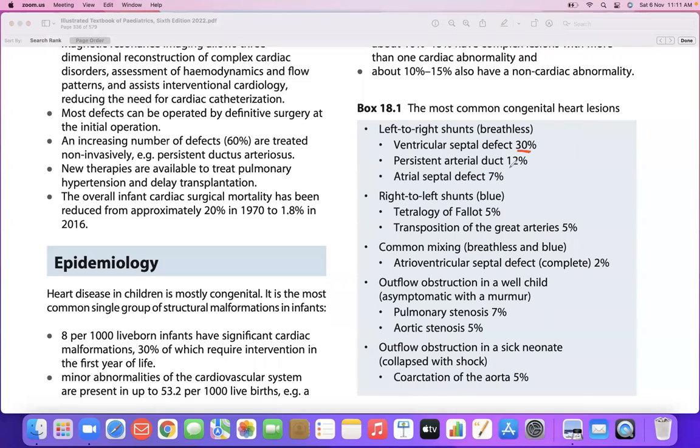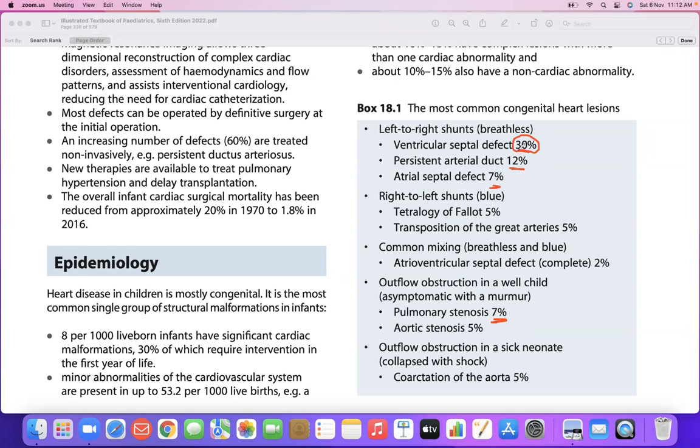Next, you get PDA, most probably in preterm babies, but the second most common is the PDA. Then you're getting atrial septal defect. To some extent atrial septal defect and pulmonary stenosis, you see 7%. All the rest are around 5%. So the most common you'll always remember is the VSD.